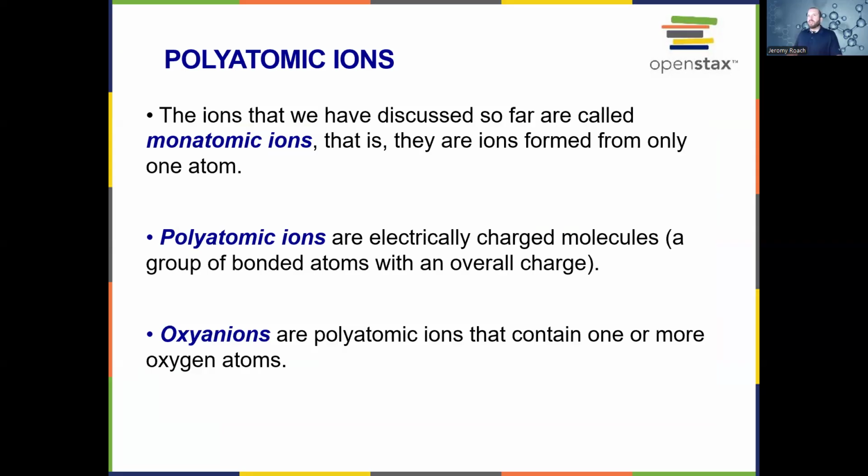So far, we've looked at ions made from single atoms, and these are called monoatomic ions. Now we introduce something called polyatomic ions. As the name suggests, poly means more than one, mono just means one. So polyatomic ions are groups of atoms that are bonded together that carry a net charge. They behave like a single unit in chemical reactions. And an important subclass is the oxyanions, which contain oxygen atoms bonded to another element.